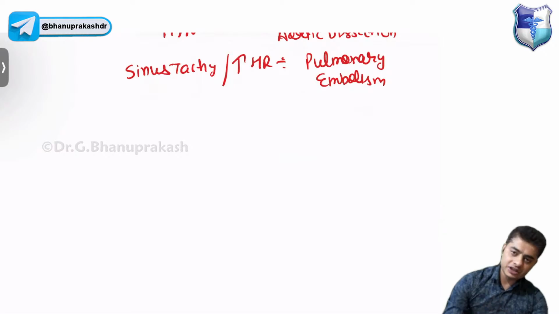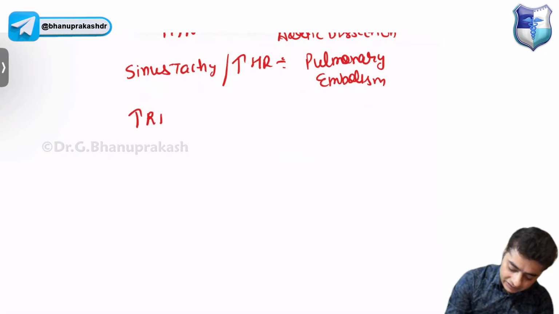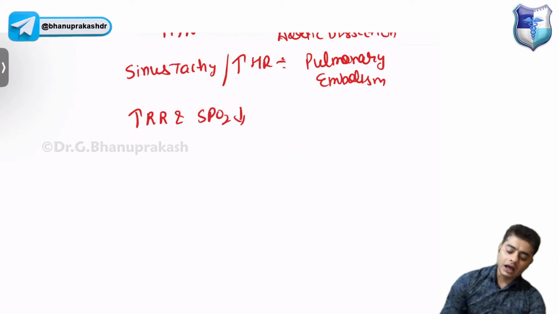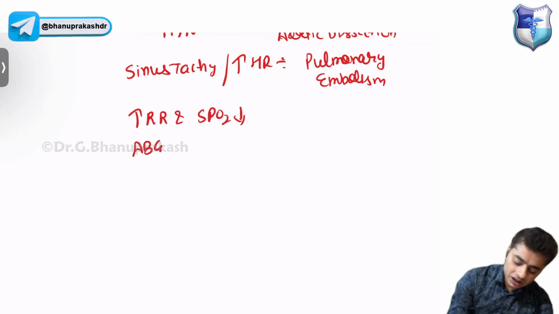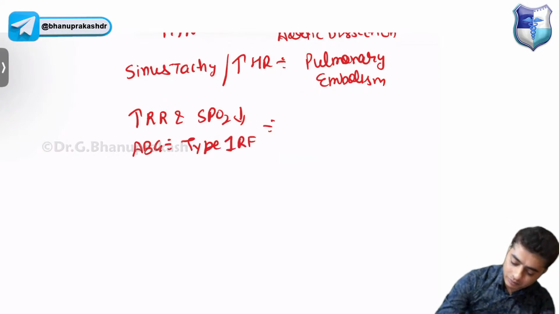Okay. Now a patient comes to you, and the patient is very tachypneic. There is an increase in respiratory rate and your SpO2 is falling. And when you order ABG, there is a type 1 respiratory failure. What does it mean? It means there is some respiratory cause.